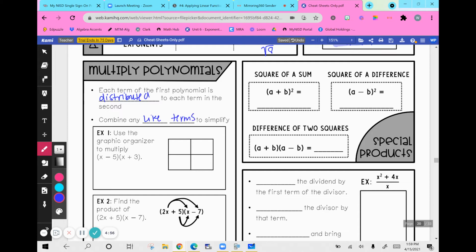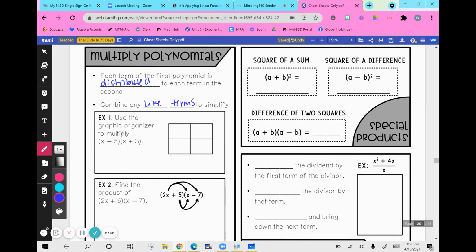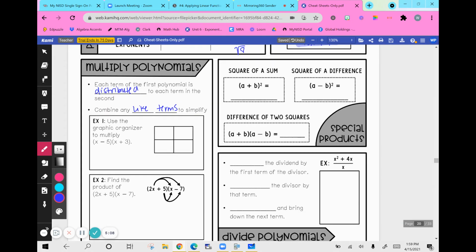I like the graphic organizer method. The box method is what I call it. That's the one that I prefer to use. I'm going to do both of these examples for you. But if somebody were to ask me which one is my favorite, I would definitely say the box method.